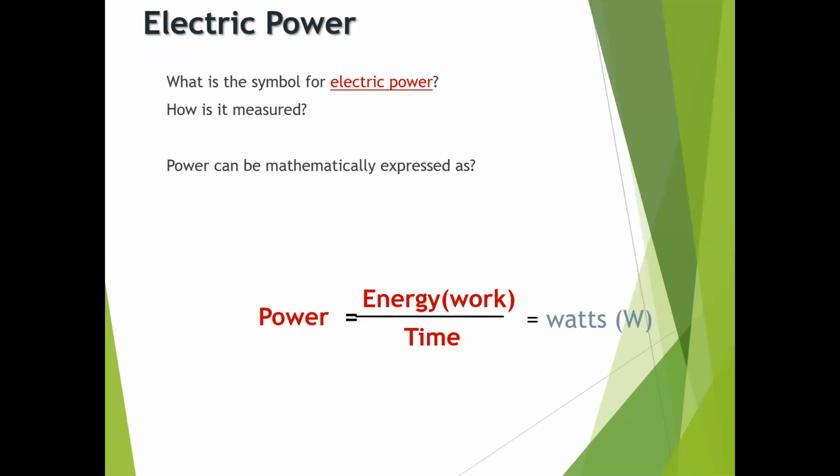Power can be mathematically expressed as P is equal to energy or work over time, which is equal to watts. So what the heck does that mean? We've never seen a power formula like this. My power formula is current times voltage, right?